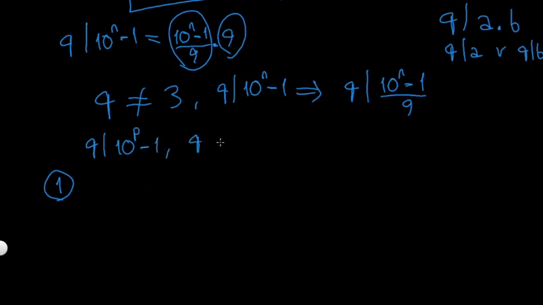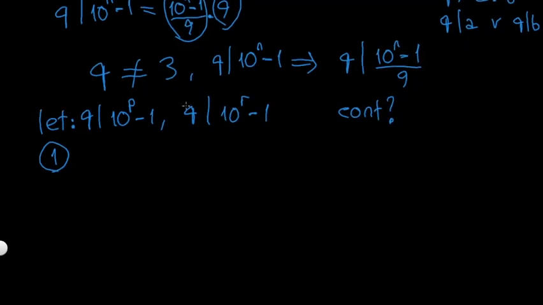And let's also say q divides 10 to the r minus 1. So I'm just picking two numbers from this sequence like a and b, and I will try to get a contradiction, okay? So let q divide this and this, or assume that q divides this and this. And is there a contradiction?